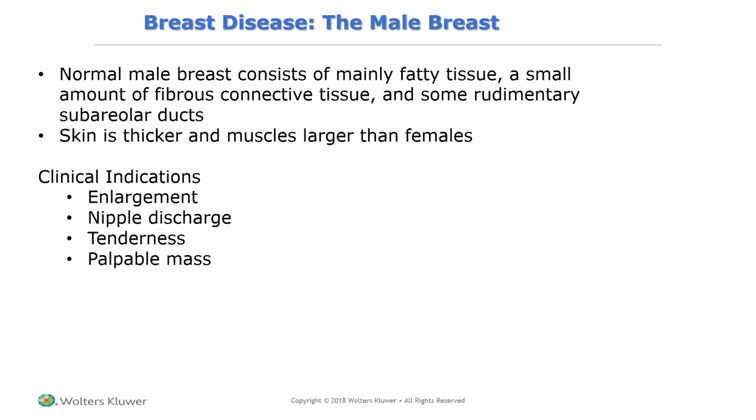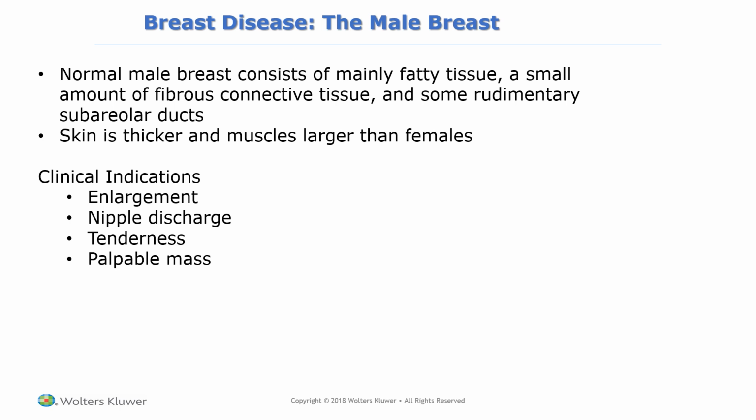So the male breast is going to be structurally somewhat different from a female breast in that they don't need to have glandular tissue because they're not going to be lactating. So the normal male breast is going to consist mostly of fat with some connective tissue to provide it with some structure, and then some rudimentary subareola ducts that can help drain the breast, but obviously won't be used for lactation, so they are not going to be as developed as the female breast ducts.